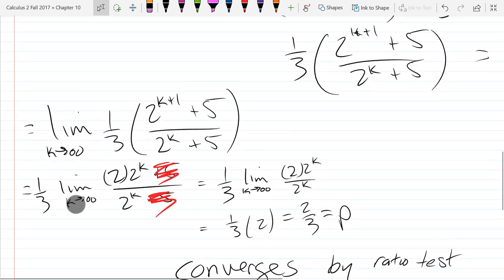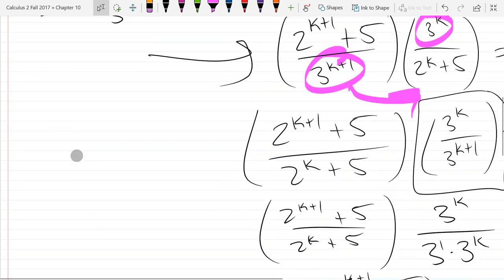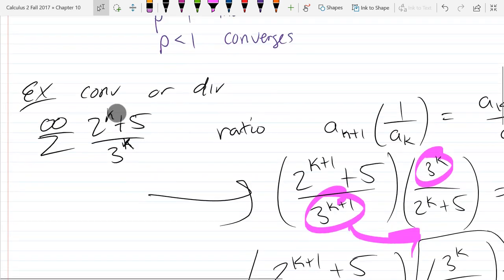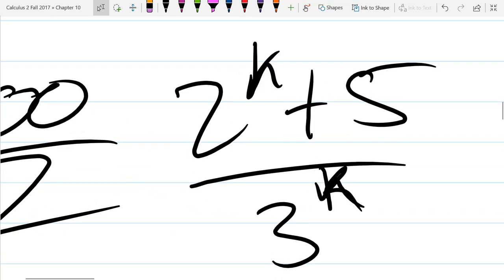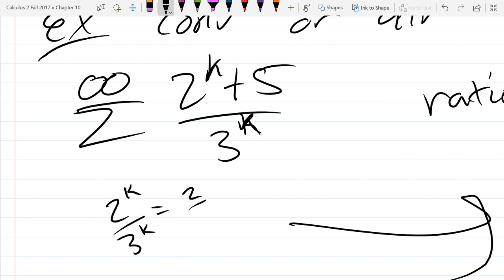Now, let's look back at the original series to get a little bit of intuition of why this probably would have converged without doing any work. So this ended up converging. Why does this get small quickly enough? Because the bottom term is slightly bigger. So basically, if I was doing a limit comparison, I would have compared it to 2 to the k over 3 to the k, which is 2/3 to the k. And that's a convergent geometric series right there.